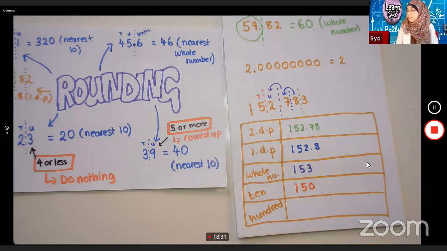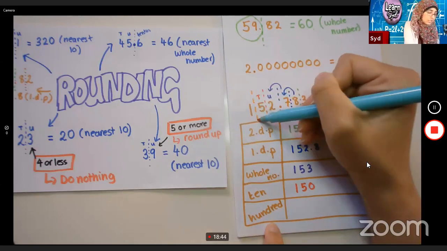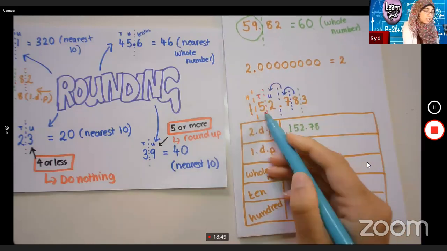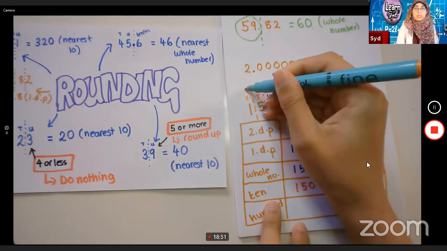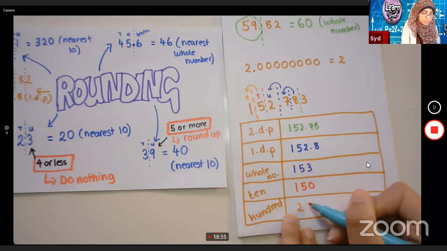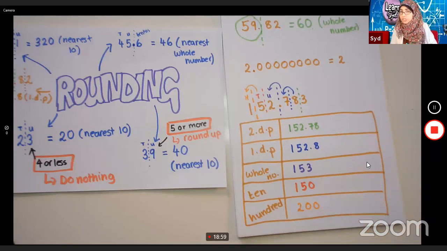Okay, right, finally, let's pick a different color. What color have I done? I haven't done orange. We're looking at the nearest 100. Cutoff point is here. This is your 100s. Your 5 makes your 1 go up. So this becomes 2, and then you have to add your zeros for place value. So nearest 100 is 200.